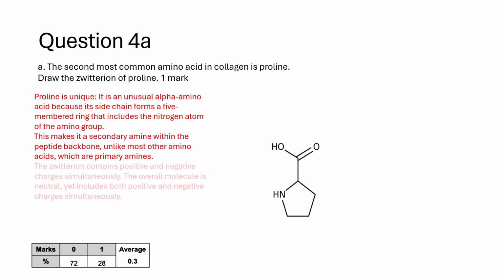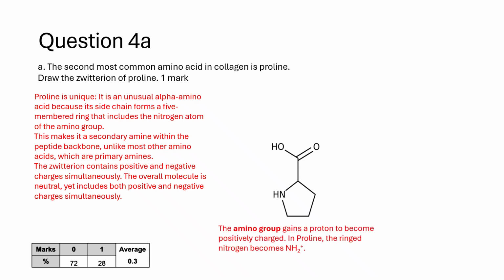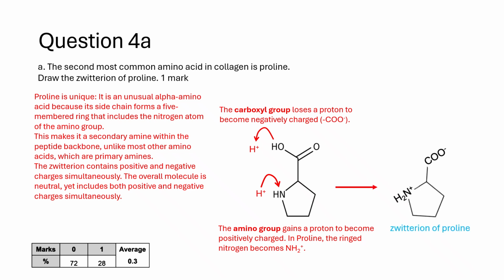The Zwitterion contains positive and negative charges simultaneously. The overall molecule is neutral, yet includes both positive and negative charges simultaneously. The amino group gains a proton to become positively charged. In proline, the ringed nitrogen becomes NH2+. The carboxyl group loses a proton to become negatively charged, COO-.